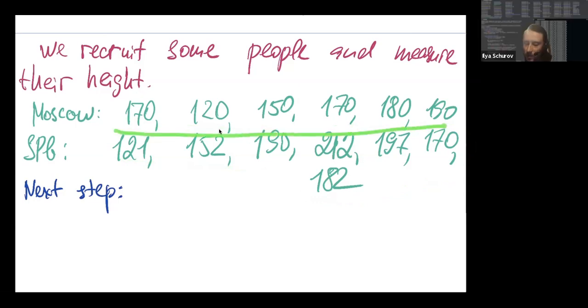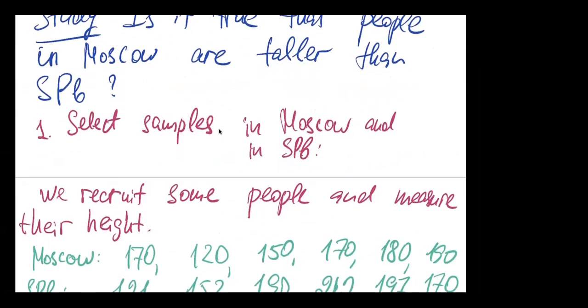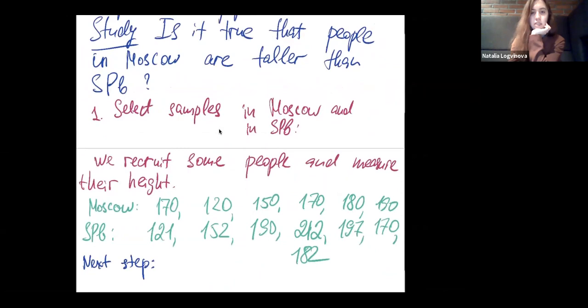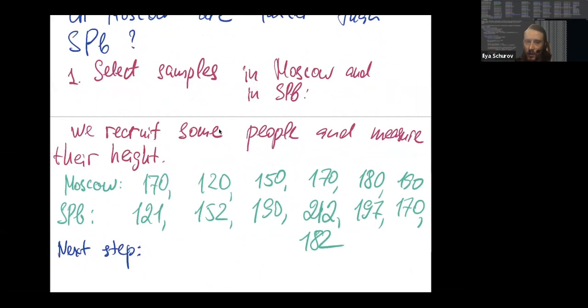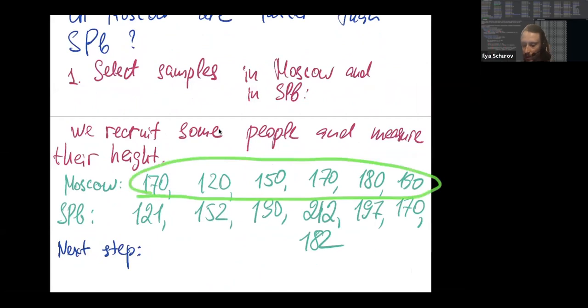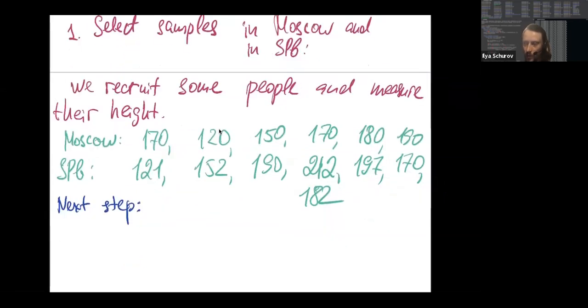What will you do with these numbers to answer this question? Is it true that people in Moscow are taller than people in St. Petersburg? Should count the mean and the median, for example. Yeah, we should count some statistics. We should count some numeric value that is a measure of central tendency, something like mean, average, or median, or something like this. We will use average now, just a sample mean.